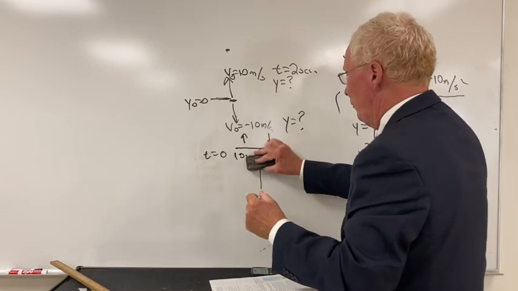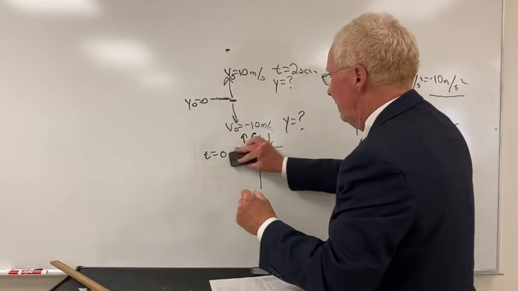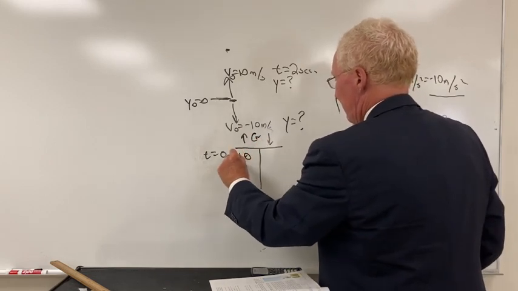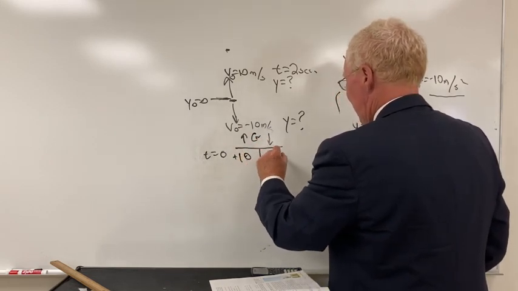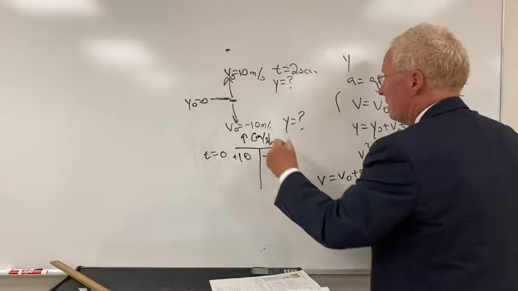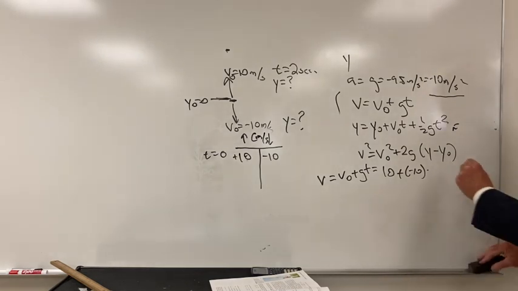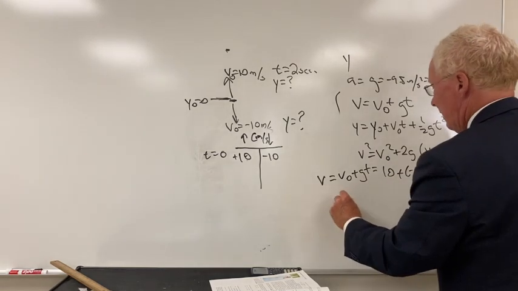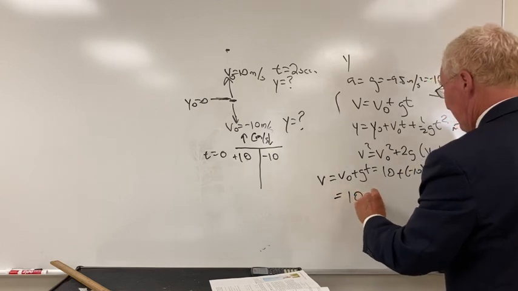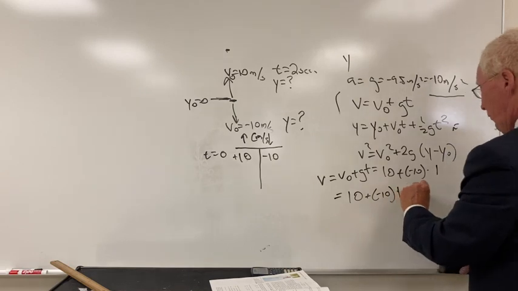So I'm going to drop the units because the units will be in meters per second. So this would be plus 10, and this would be minus 10. Okay. So units in meters per second. Now let's do 1 second. This would be 10 plus negative 10 times 1. That would be 0.